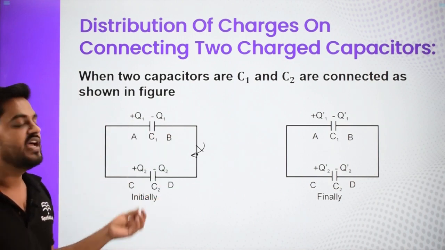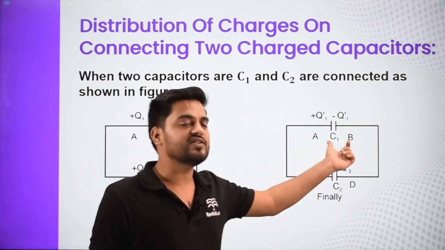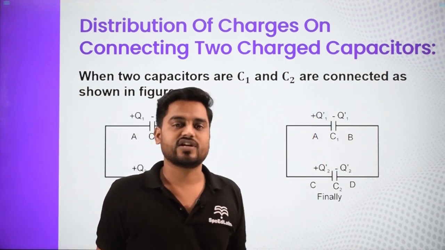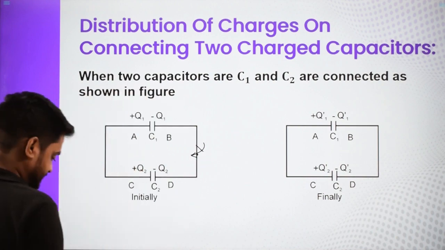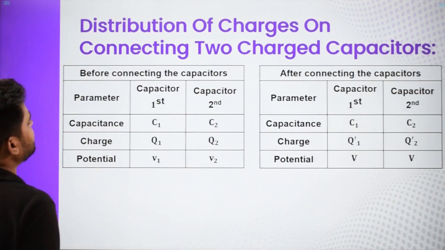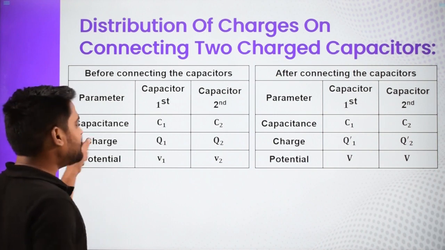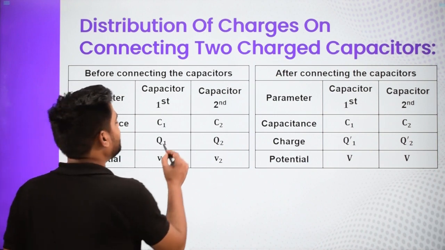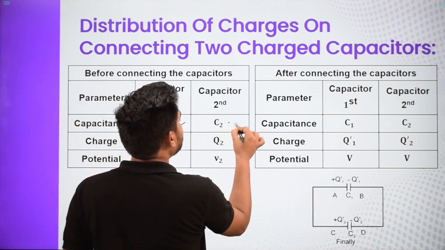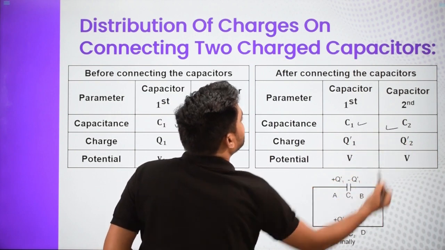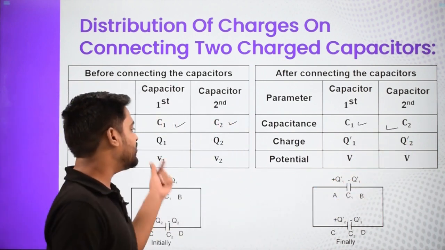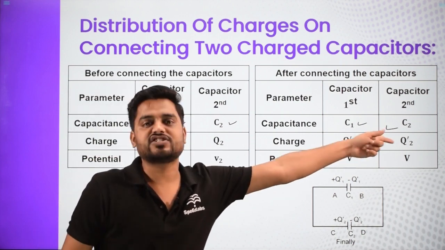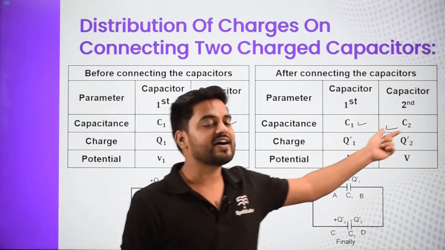The charge flows, and let us say the final charge on C1 is Q1 dash, and the final charge on C2 is Q2 dash. What are the quantities which are changing over here? The capacitances remain the same, C1 and C2. What happens with the charges? This was Q1 and Q2, so the charges become Q1 dash and Q2 dash. This is what we have assumed.